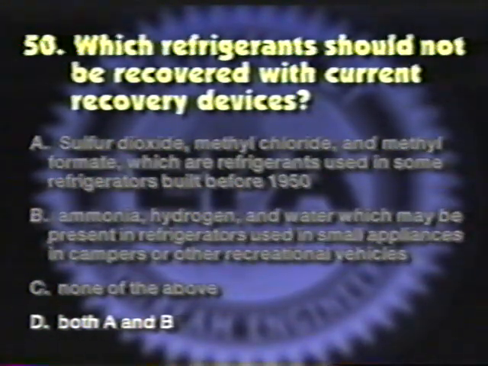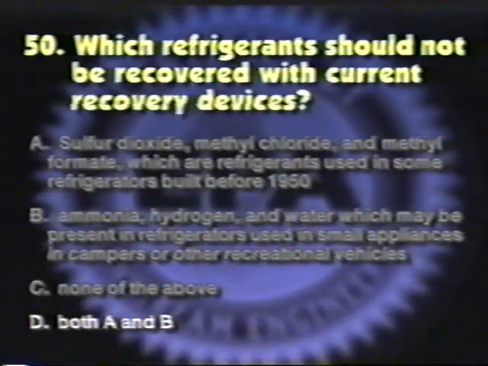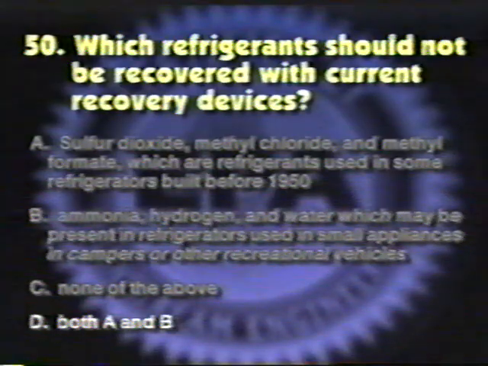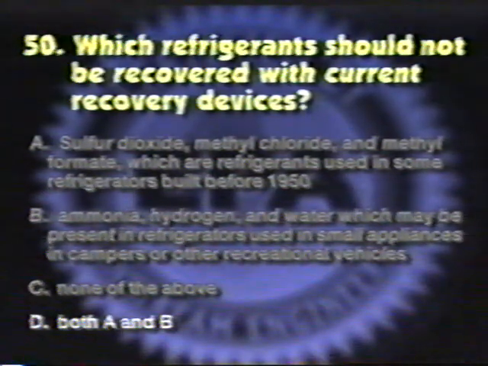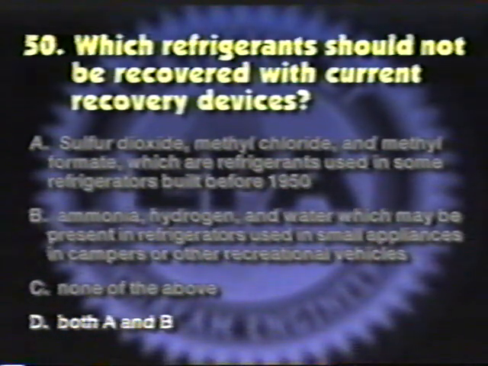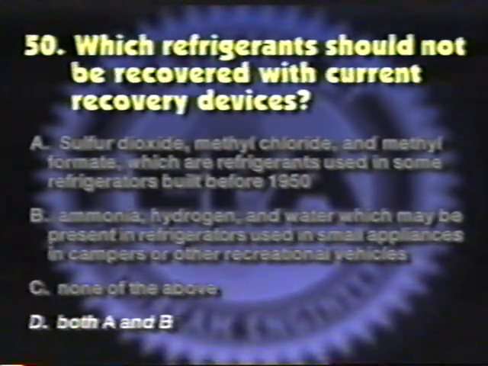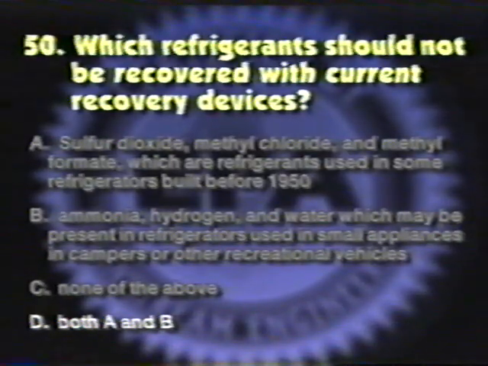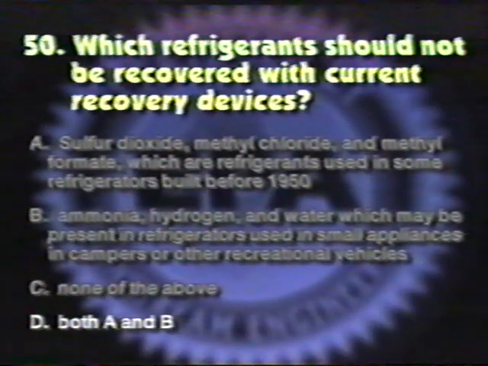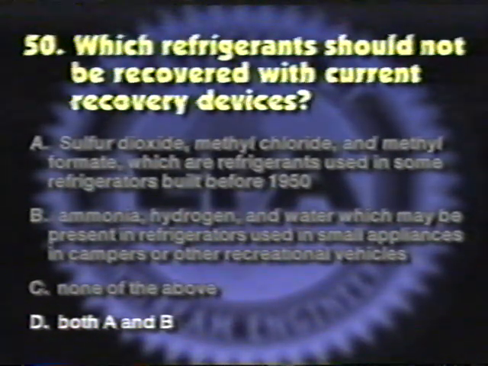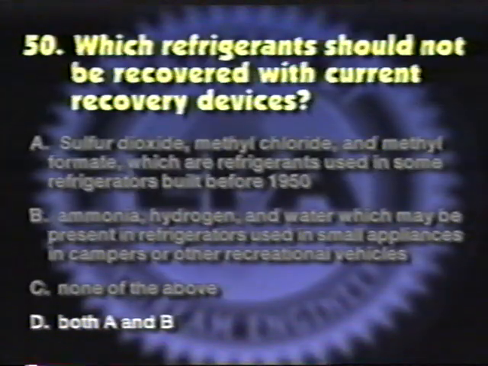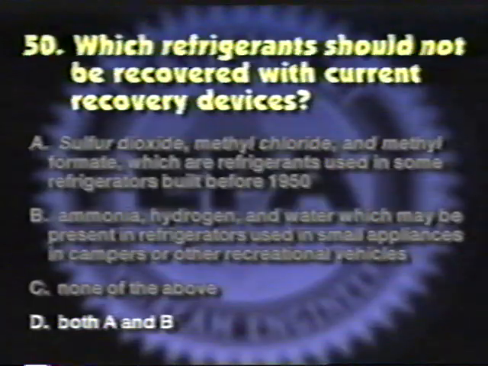The correct answer is D. Sulfur dioxide, methyl chloride, and methyl formate, which are refrigerants used in some refrigerators built before 1950, should not be recovered with current recovery hardware. Likewise, ammonia, hydrogen, and water may be present in refrigerators used in small appliances, in campers, or other recreational vehicles, and should not be recovered with current recovery devices.